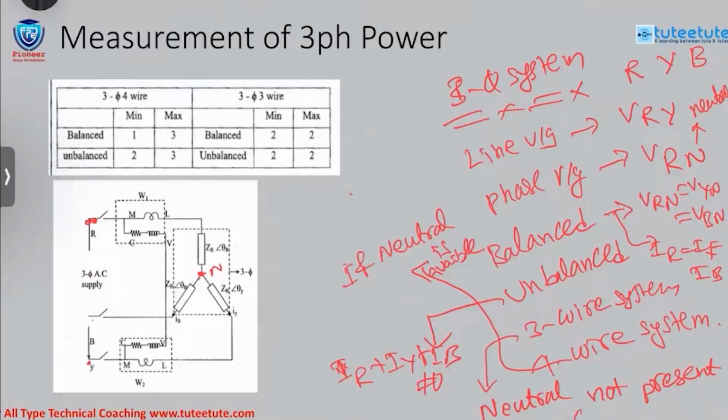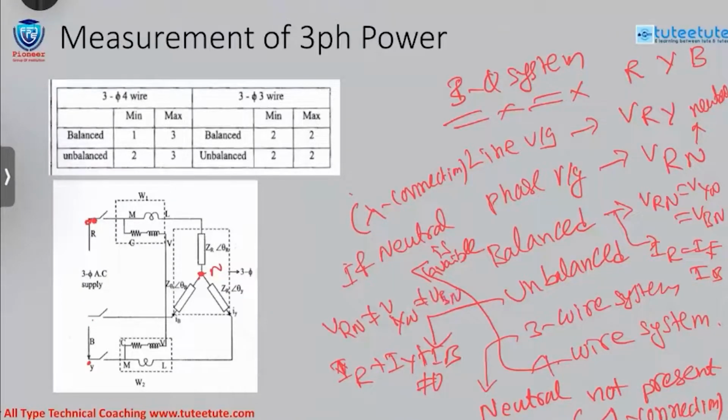Actually, in general, in delta connection we do not have any neutral, so that system is called a three-wire system. In an unbalanced condition, what is the value of VRN, VYN, and VBN? They are also not equal: VRN is not equal to VYN, and VYN is not equal to VBN.